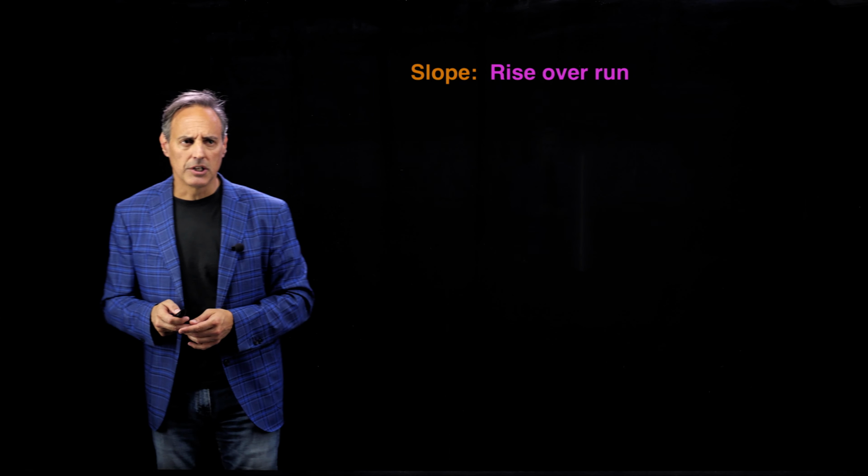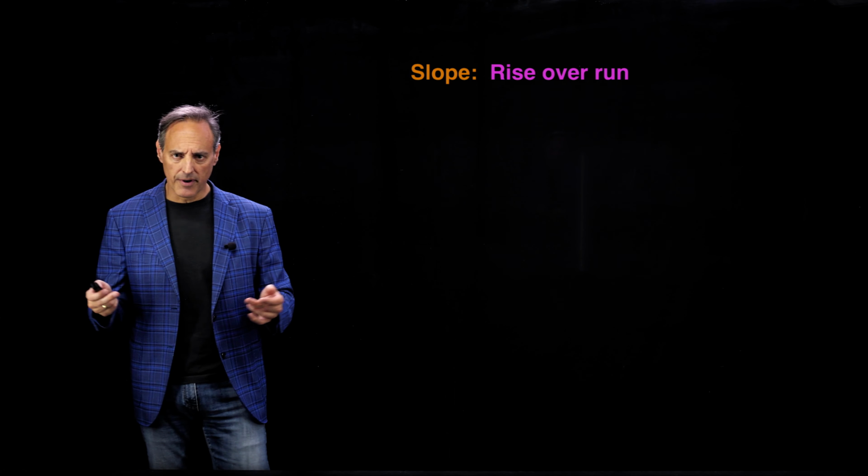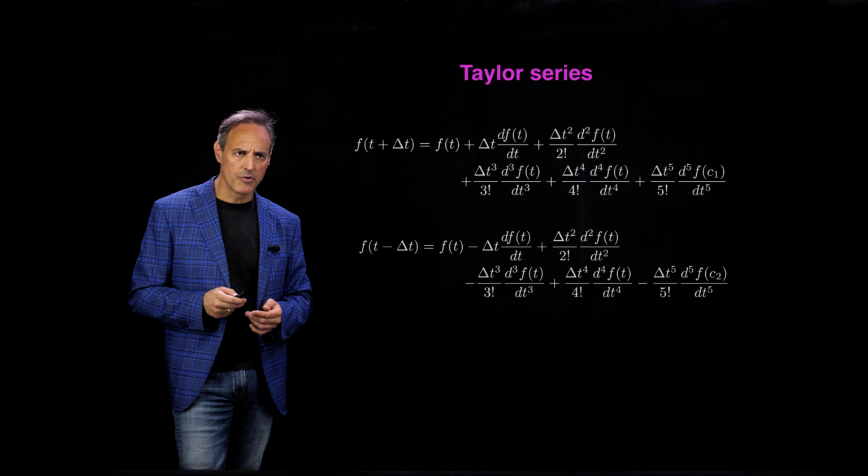Okay, so let's go back to this concept, right? So the derivative is just a slope. It's the rise over the run.